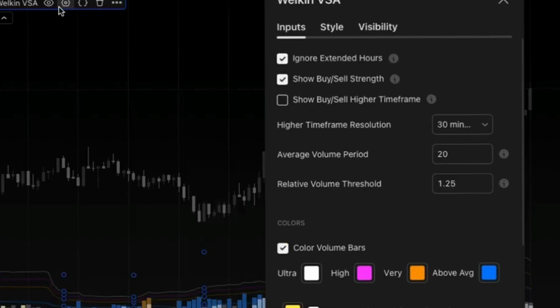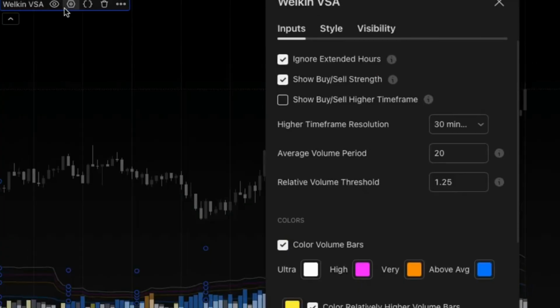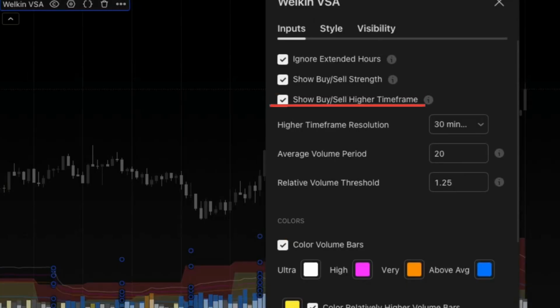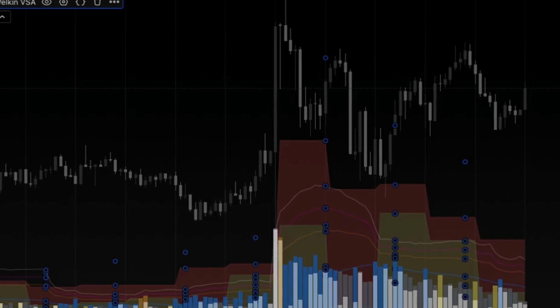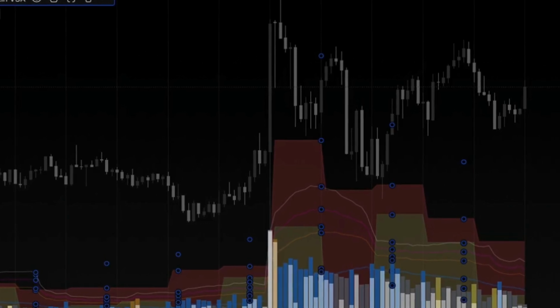The other key settings you'll want to pay attention to is, firstly, turn Ignore Extended Hours on. This removes any pre-market or after-hours noise, keeping your data clean. And then, one of the most powerful features is Show Higher Timeframe Strength, which overlays higher timeframe volume data directly on your lower timeframe chart. This helps confirm whether short-term moves align with the broader market sentiment.